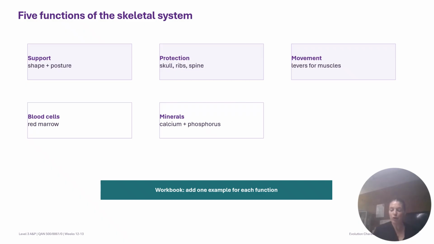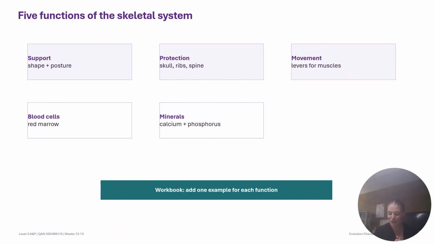Movement. Bones act as levers for muscles to pull on. So our tendons, our ligaments, all do these movements. Again, as I said right at the beginning, in cells and tissues, the body works together as a team.